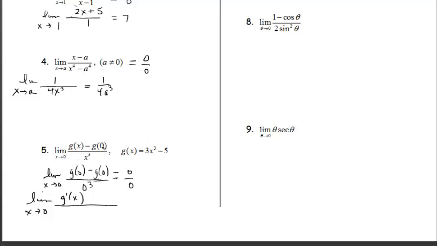The derivative of this value, which is a constant, well, that's just going to be 0. Okay, move to the denominator. The derivative is 3x squared. All right, so it looks like I need to find g prime, so I'm going to come over here. Derivative is going to be 9x squared.